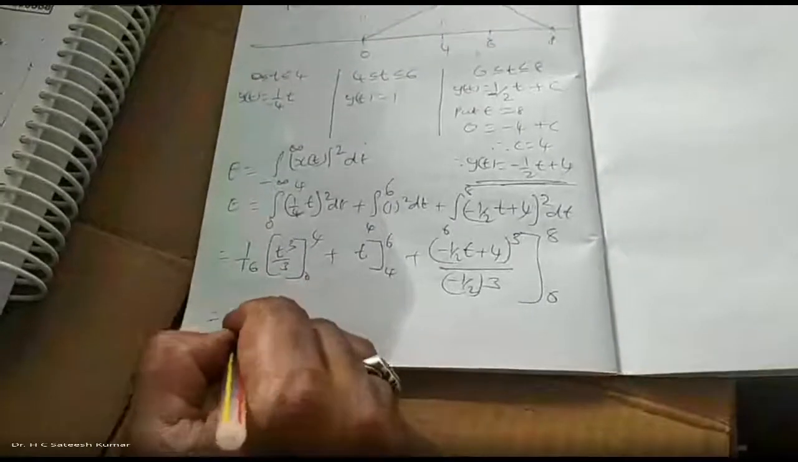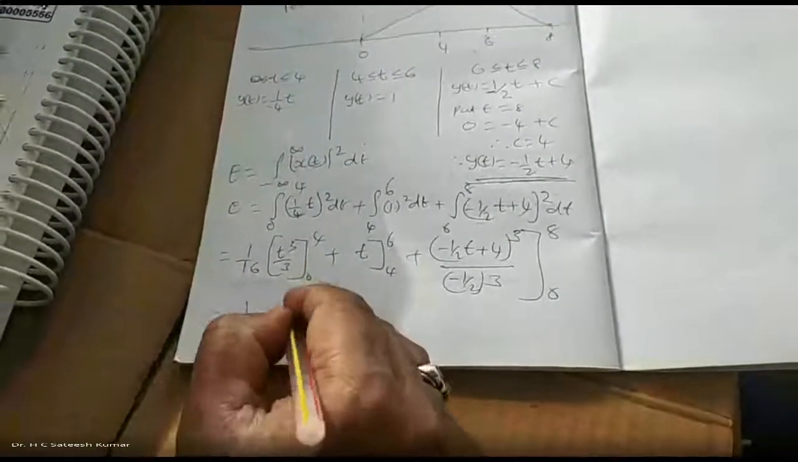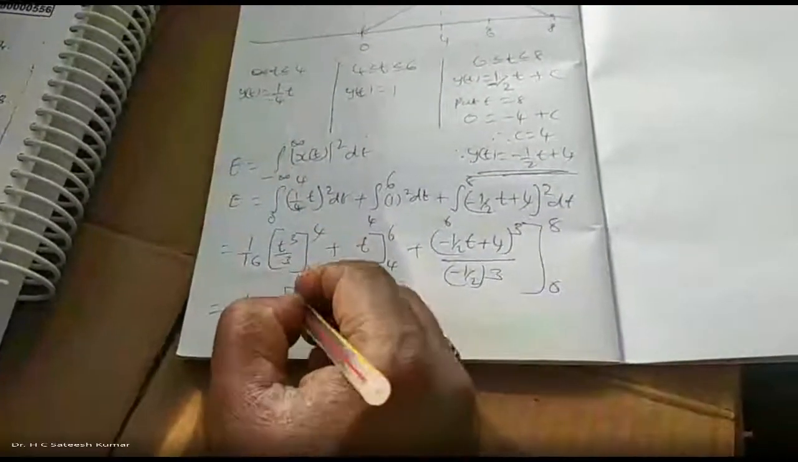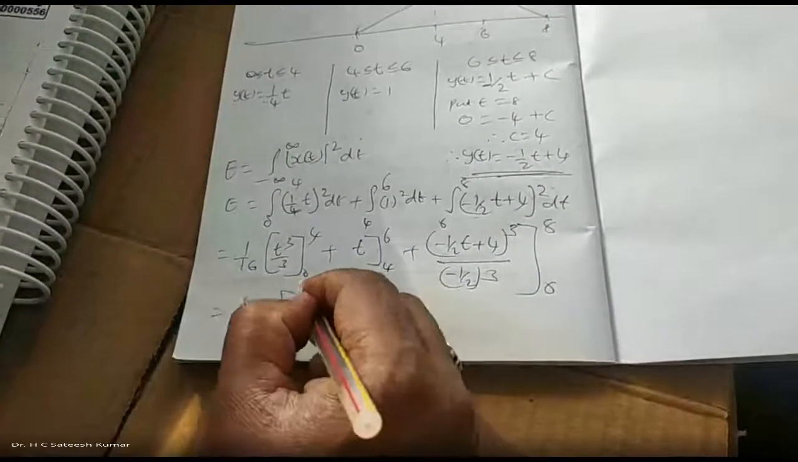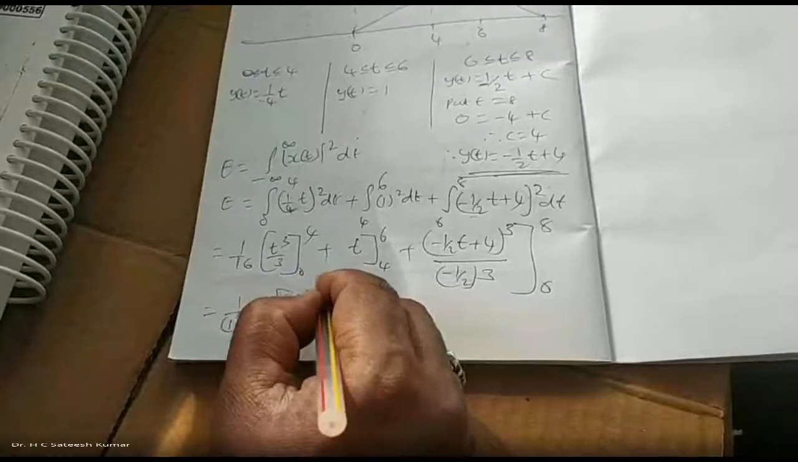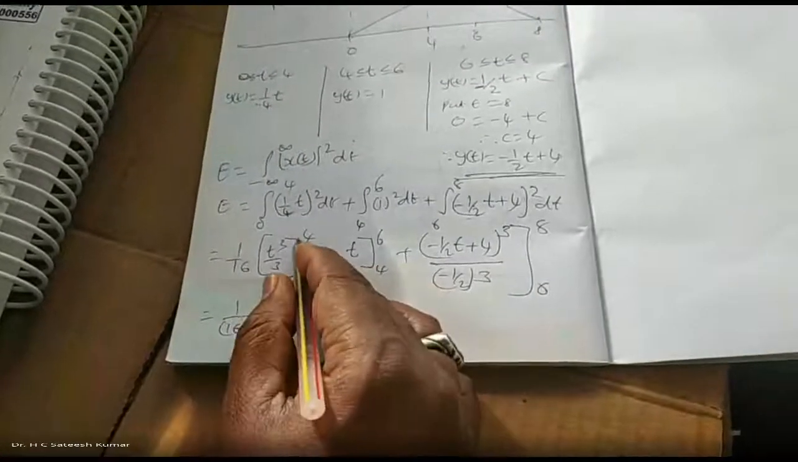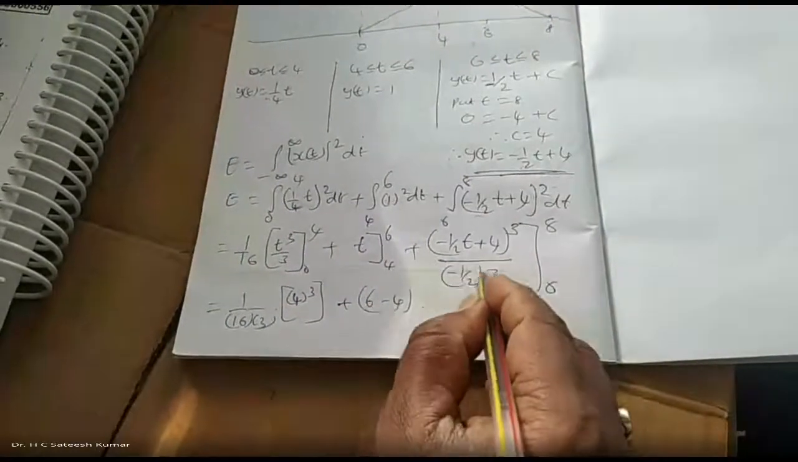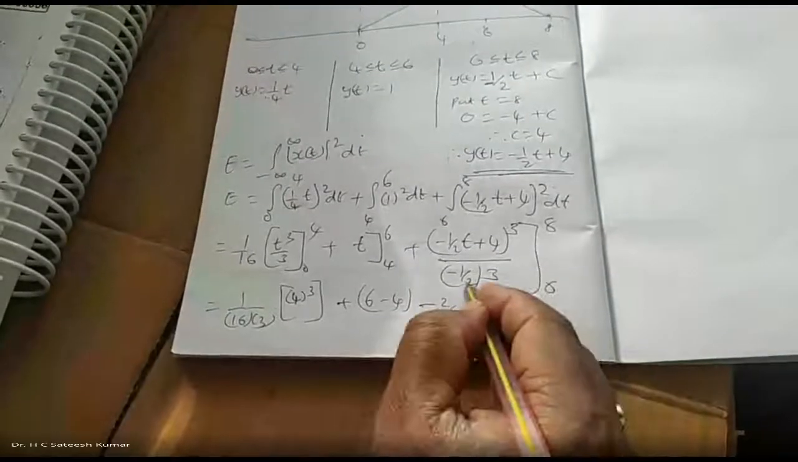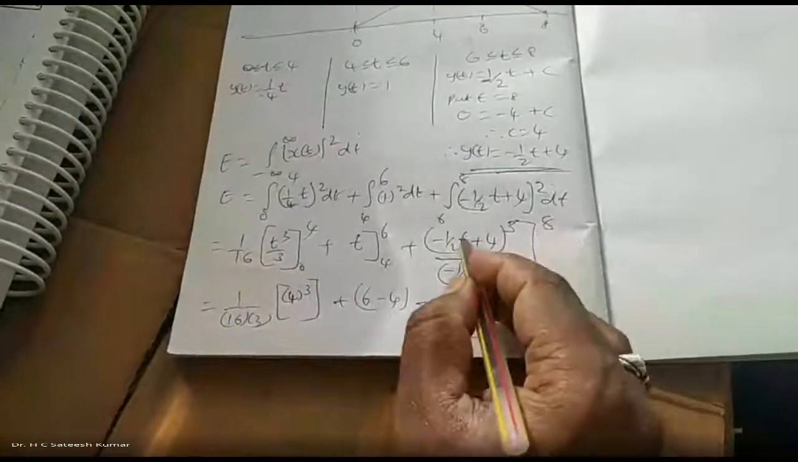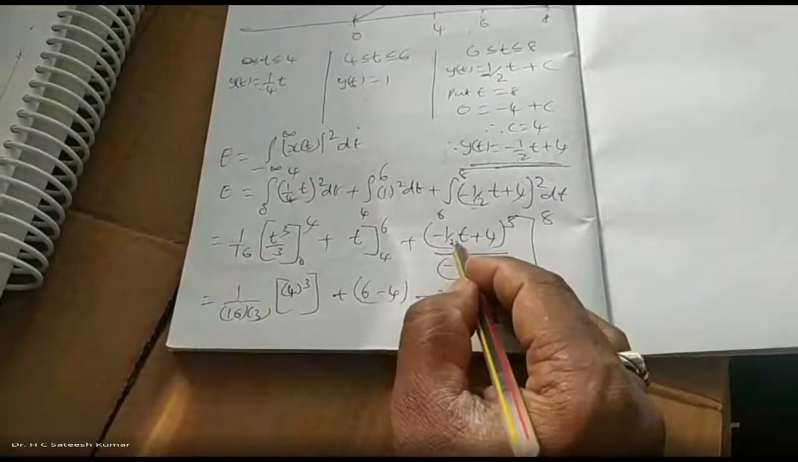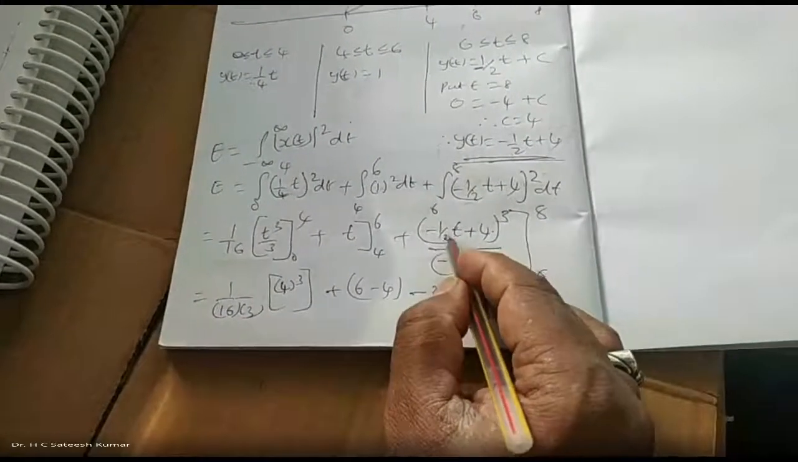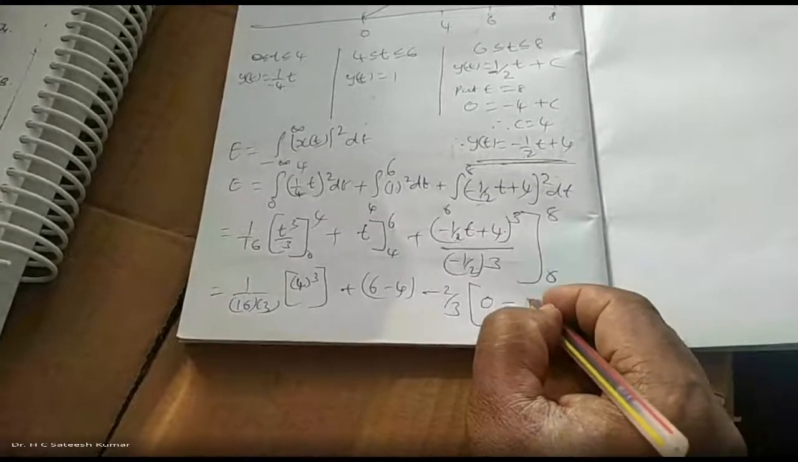So 1 by 16 into 3 into, what is this? 4 cube. I'll write it as it is. 4 cube minus 0, plus 6 minus 4, plus minus 2 by 3. Upper limit: 8 by 2 is minus 4, minus 4 plus 4 is 0. Minus the lower limit: minus 6 by 2 is minus 3, minus 3 plus 4 is 1. 1 cube is what? 1.